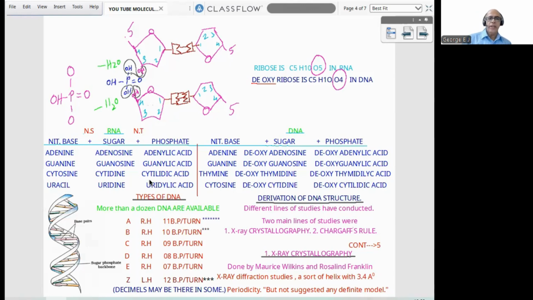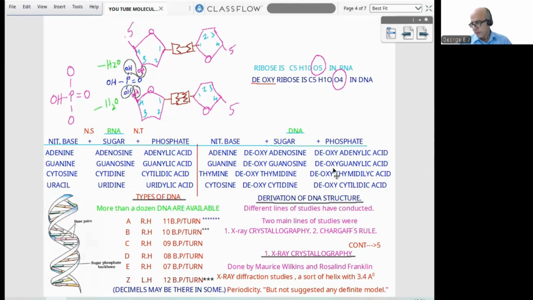Now comes RNA and DNA: a base, sugar, and phosphate. Here, adenine, guanine, thymine, cytosine; and in RNA, adenine, guanine, cytosine, and uracil. Thymine will not be there in RNA. When an adenine base couples with the sugar, it is called adenosine; likewise guanosine, cytidine, uridine. And when combined with phosphate they form adenylic acid, guanylic acid, cytidylic acid, uridylic acid. So this way questions will normally ask, for example, adenosine, which is a nitrogen base.